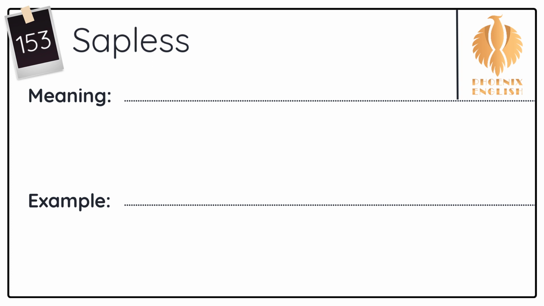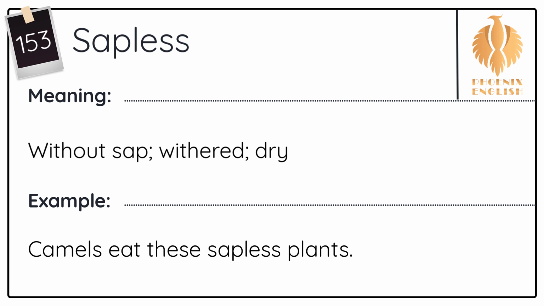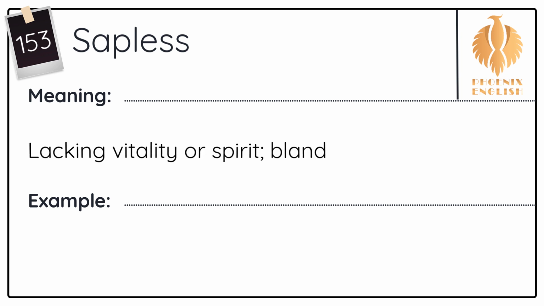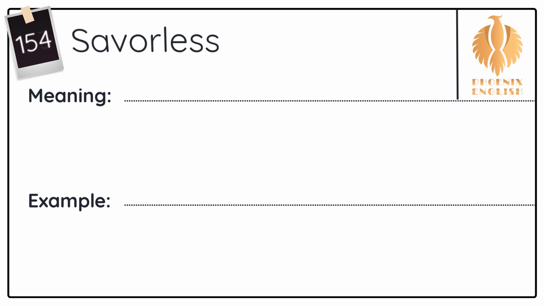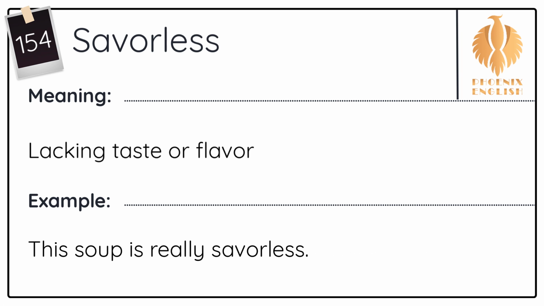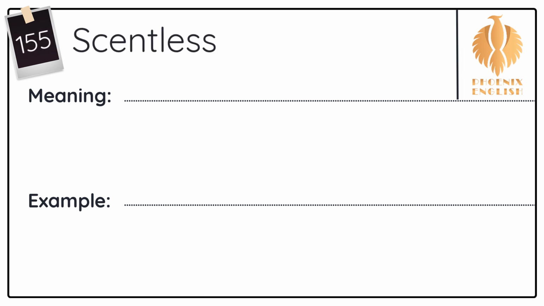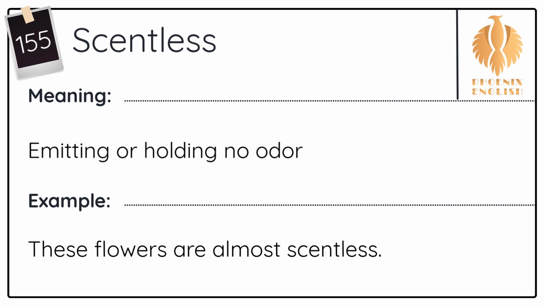Sapless. First meaning: without sap, withered, dry. Camels eat these sapless plants. Second meaning: lacking vitality or spirit, bland. Many artists continued to churn out sapless, shallow works. Savorless. Lacking taste or flavor. This soup is really savorless. Scentless. Emitting or holding no odor. These flowers are almost scentless.